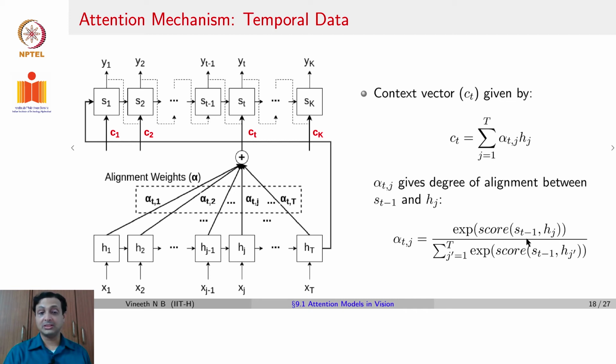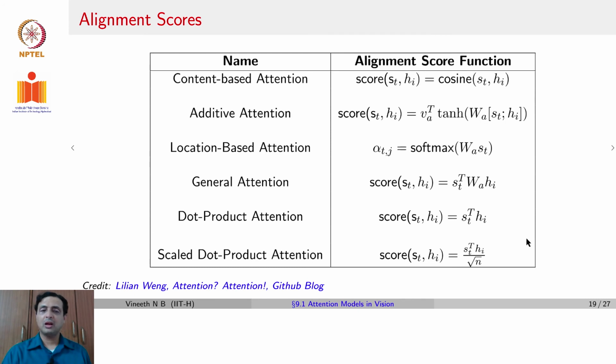How do you compute this score? There are a few different approaches in literature at this time. We will review many of them over the lectures this week. But to give you a summary, you could have a content-based attention which tries to look at st and hi. So a particular hidden state in your decoder RNN, st, and a particular hidden state in an encoder RNN, hi, as a cosine similarity between the two. That's one way of measuring the score.